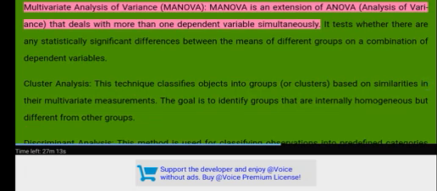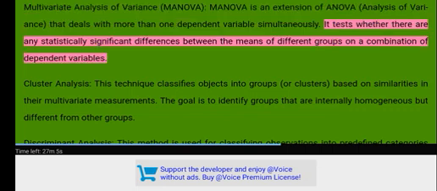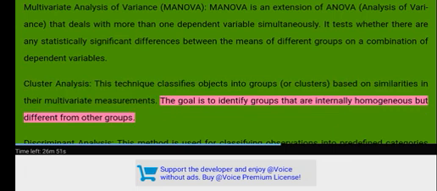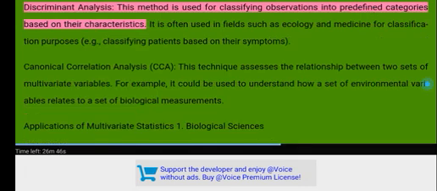Multivariate analysis of variance, MANOVA. MANOVA is an extension of ANOVA, analysis of variance, that deals with more than one dependent variable simultaneously. It tests whether there are any statistically significant differences between the means of different groups on a combination of dependent variables. Cluster analysis. This technique classifies objects into groups or clusters based on similarities in their multivariate measurements. The goal is to identify groups that are internally homogeneous but different from other groups.